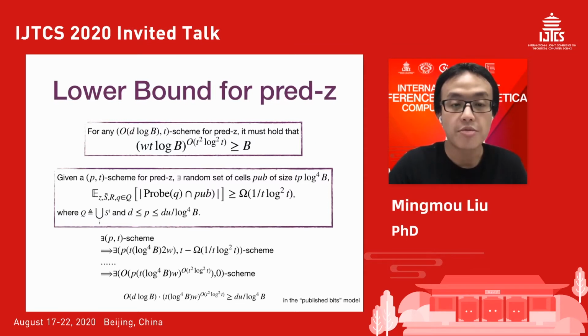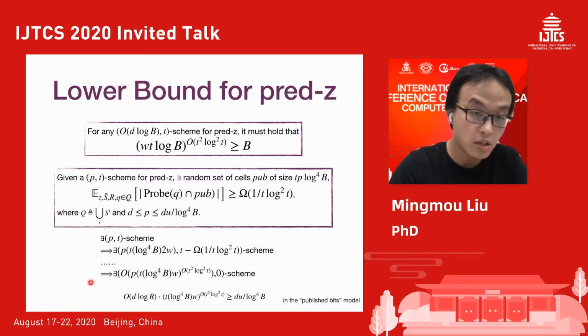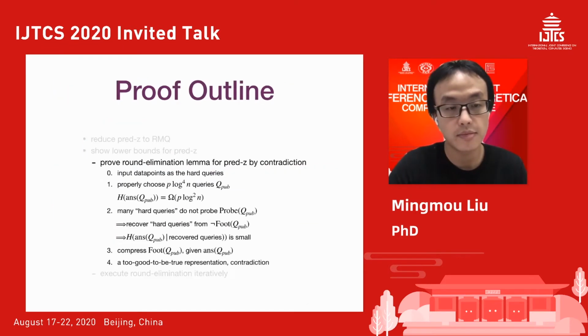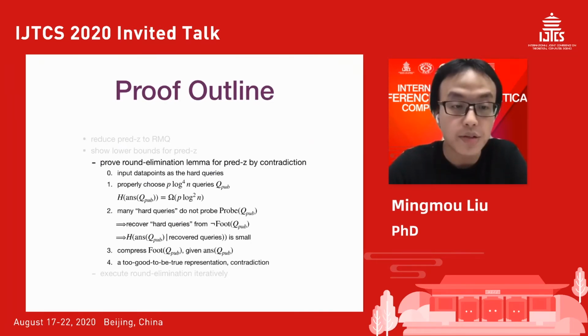We show the overlap between the cells probed by hard queries and QPub should be large. By recursively applying the round elimination lemma, we obtain a too good to be true representation, which implies a lower bound for pretty Z. By our reduction, we obtain the desired lower bound for RMQ. We elaborate the 3 steps for proving the round elimination lemma in the following slides.